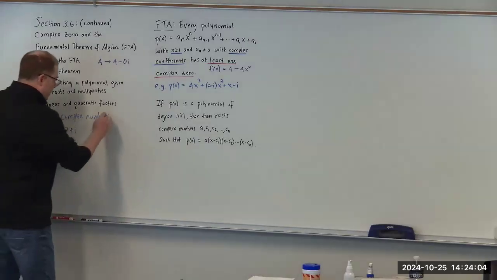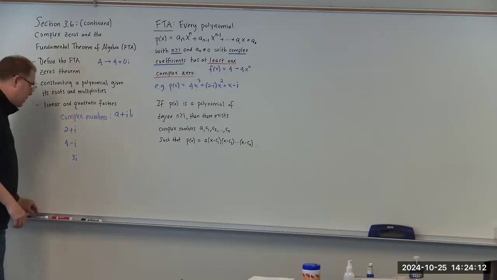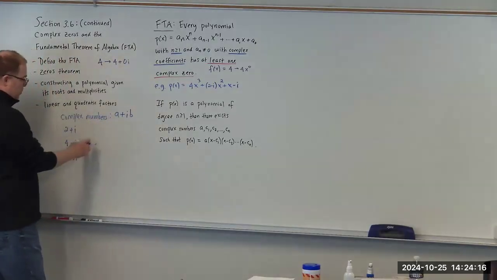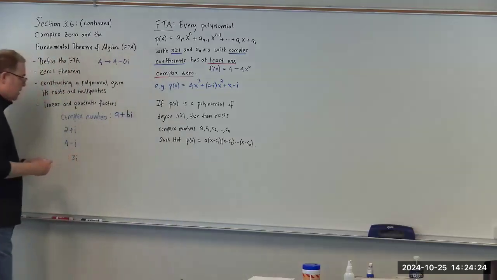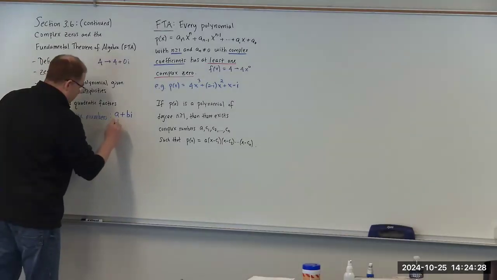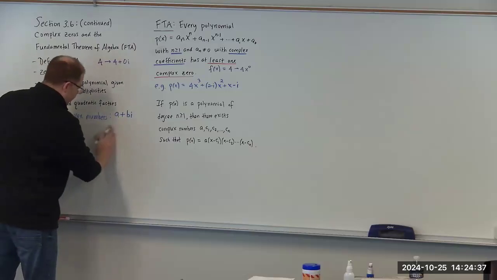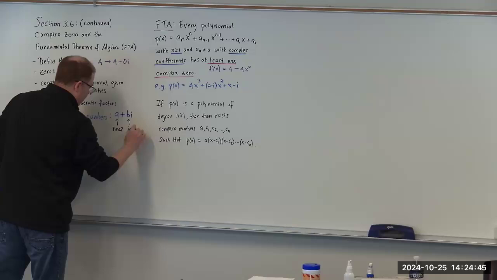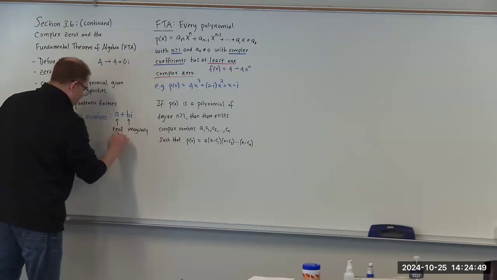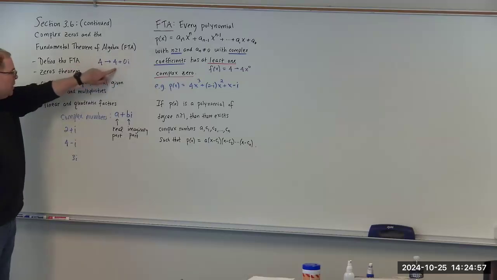Every complex number can be written in this form: a plus ib. Sometimes we put the i before the number or after, but I'll write it this way for consistency. This part right here is the real component, and this is the imaginary component. Sometimes we say the real part and imaginary part of a complex number. For the value 4, the real part is 4 and the imaginary part is 0.